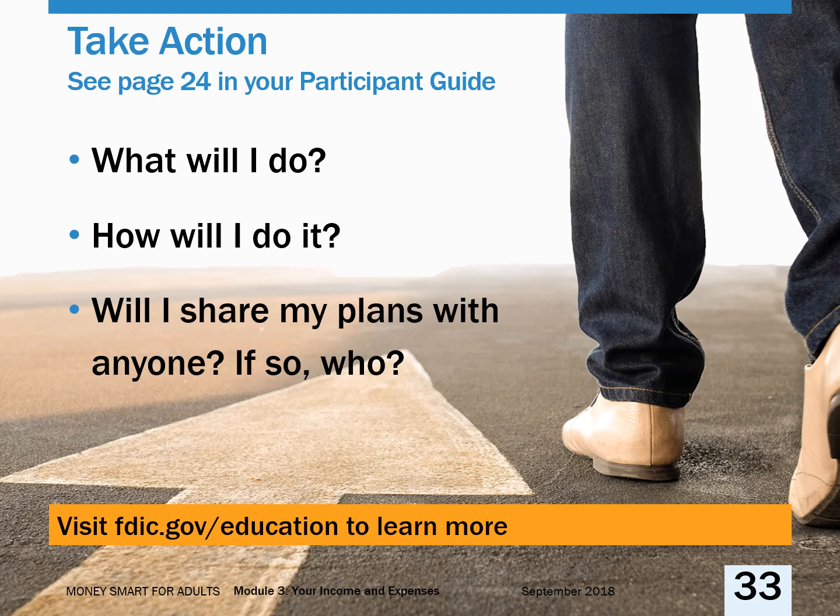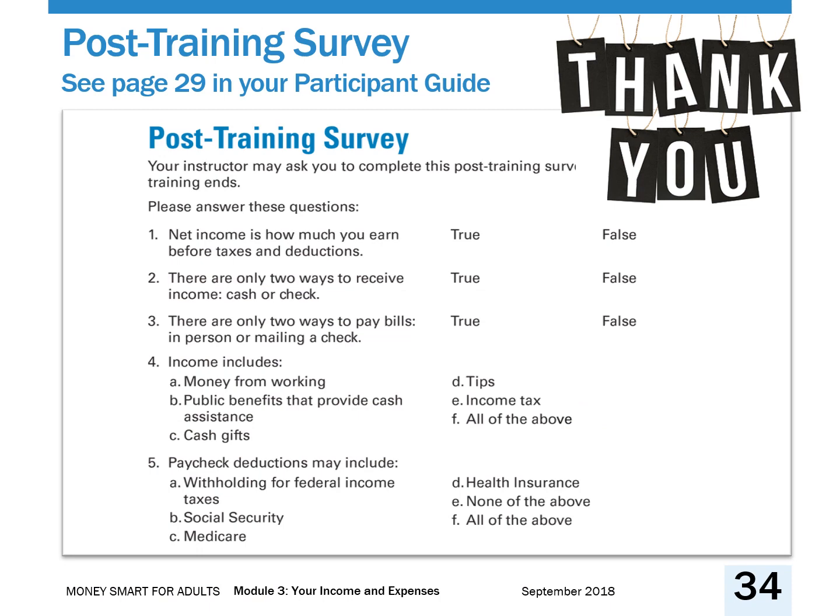Okay, so this is pretty close to the end of the presentation. You are more likely to make some changes if you act immediately. So consider writing down what you intend to do of what we've covered during today's training. Take a few minutes also to fill out this action plan on page 24 of your guide. What will I do? How will I do it? And will I share my plans with anyone? If so... Again, thank you for attending this financial literacy training, budgeting your income and expenses.